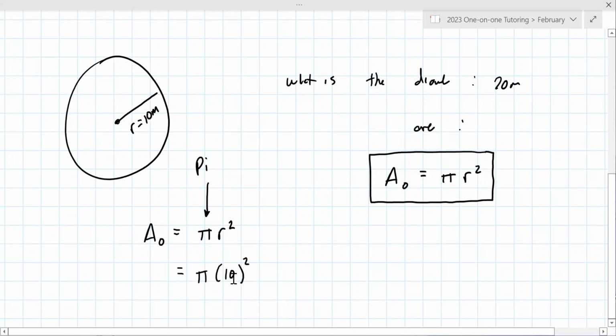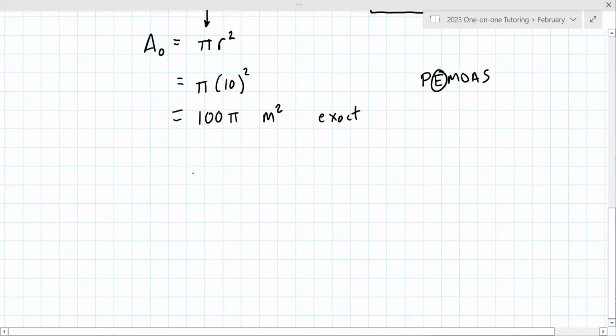Now whenever you substitute in for a number, it's good to do it in parentheses. Order of operations tells you to do the exponent before you multiply. So this would be 100 pi. And this is your exact answer, but it's missing something very important. Do you know what this is missing? Squared. Meters squared.